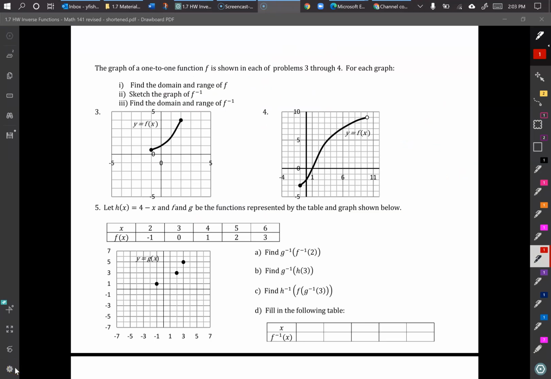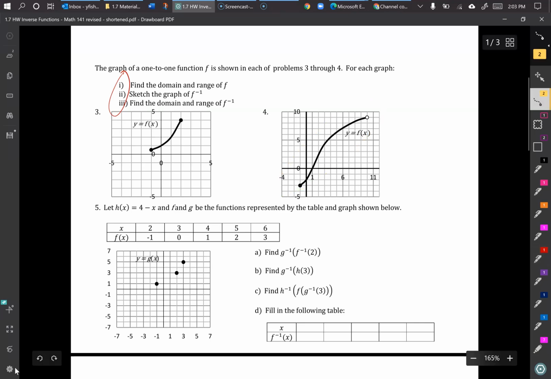Another thing I want to quickly look at is these graphs. So if I look at finding the domain and range of f, and then I sketch f inverse and find the domain and range of f inverse, what should happen is when I look at my function f here, I'm looking at number 4. I start off at my x value. This scale is a little off kilter, but my x value here is -1. These go just on the axis. So that's -1.